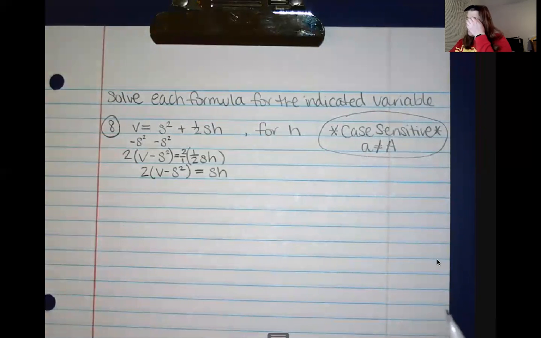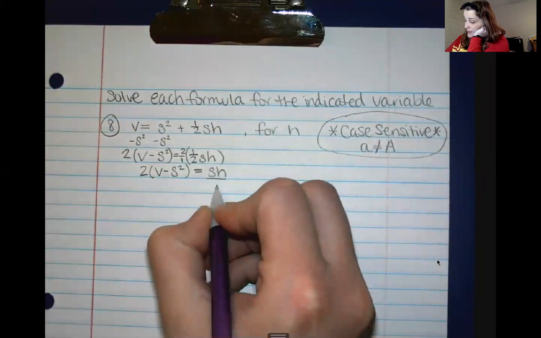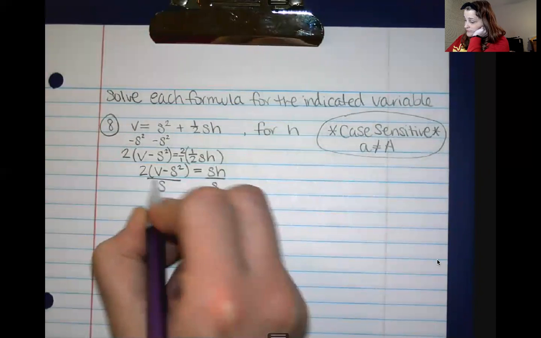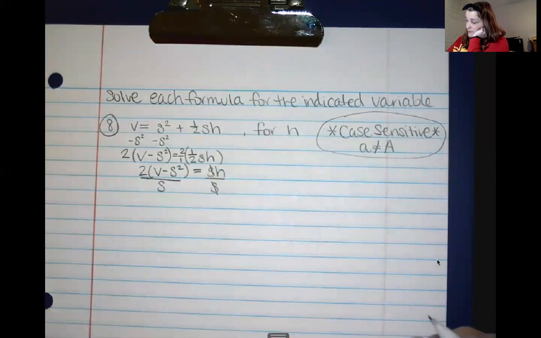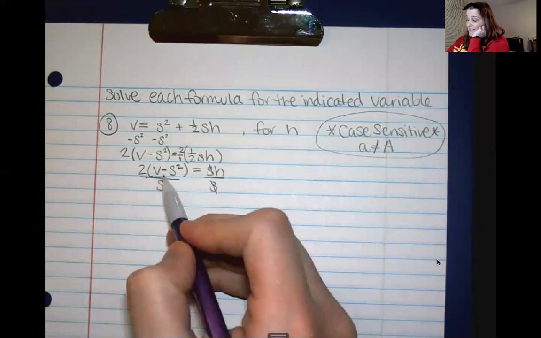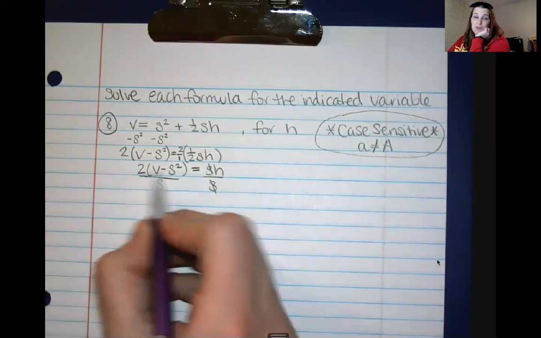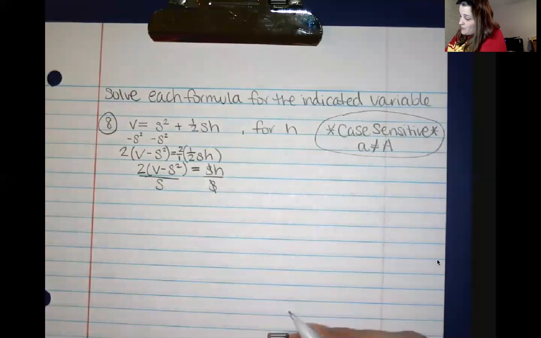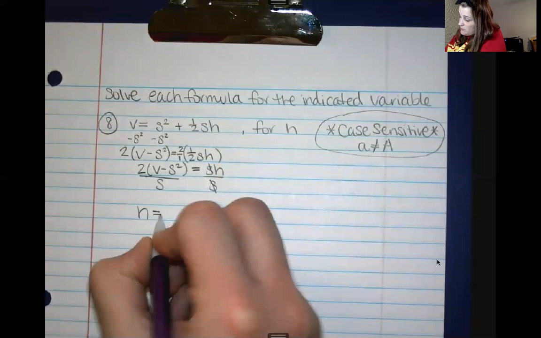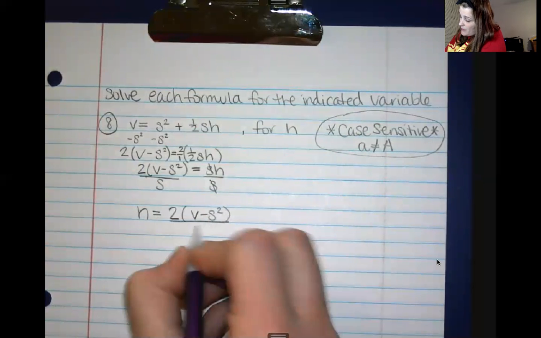Okay, now I'm getting closer. So I have S times H. So the opposite of multiplying is dividing. So I'm going to divide by S. Okay. This S can cancel with this S because they're the same thing. Okay? I cannot simplify S squared and S for multiple reasons. One is that this is being subtracted, and S squared and S are not the same thing. Okay, so this is not a case where you could simplify that. But I'm going to rewrite it so that it is neat. So H equals 2 times V minus S squared, all divided by S.